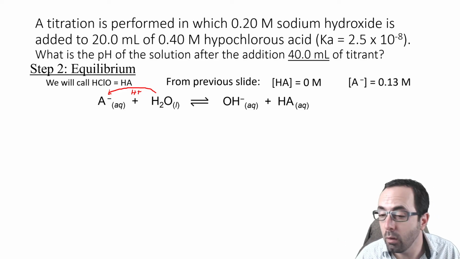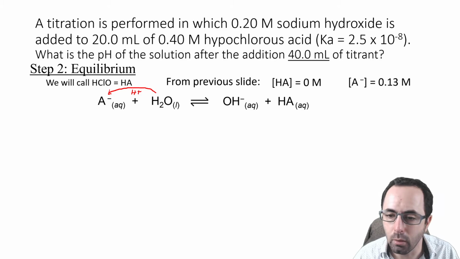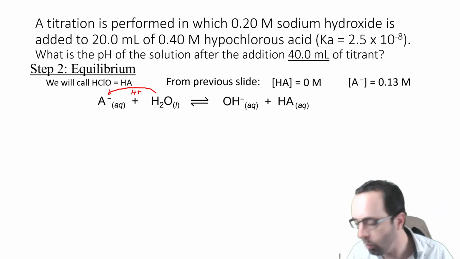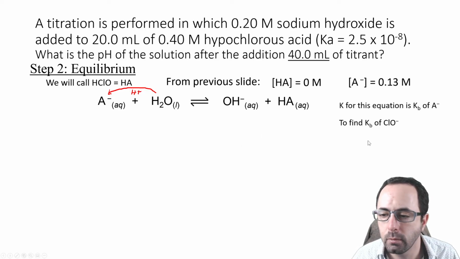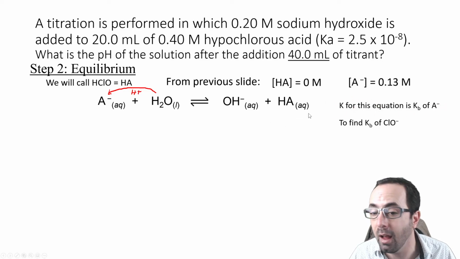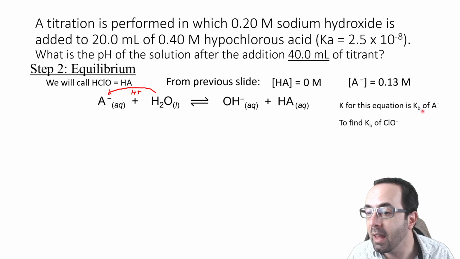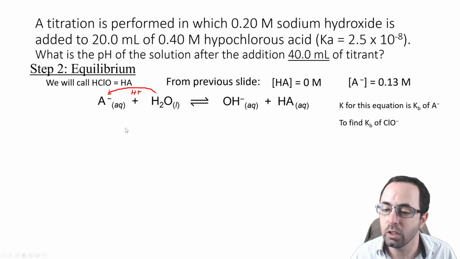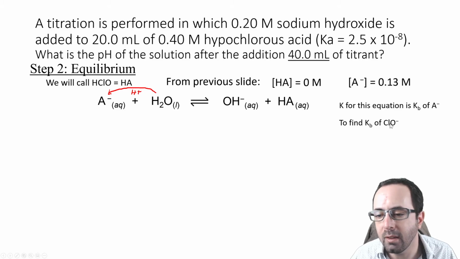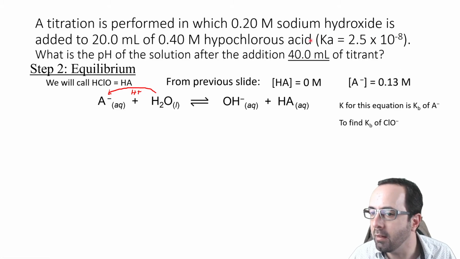Once you've got that, now we just continue like we're doing an equilibrium problem in chapter 18. We're going to make an ICE table. So here's just words saying what I just said. By the way, the K for this equation is not the Ka of HA. It's the Kb of its conjugate base. So we're going to need to find the Kb of the anion, hypochlorite ion. You guys remember how to do that? You can't look it up from a table, but you can figure it out based on the Ka.